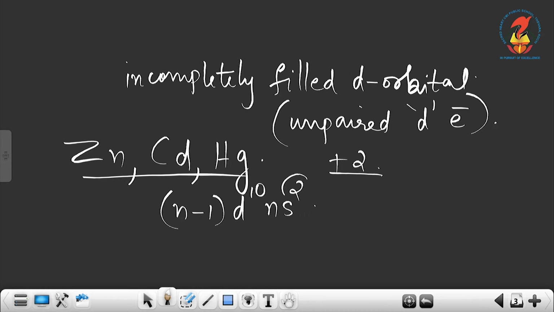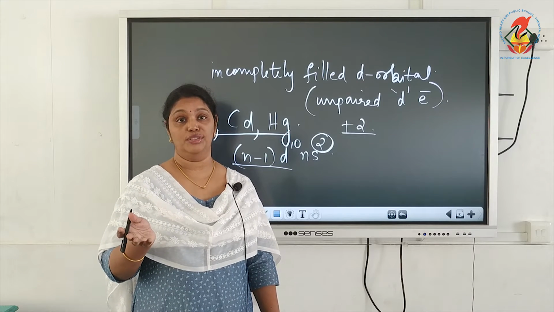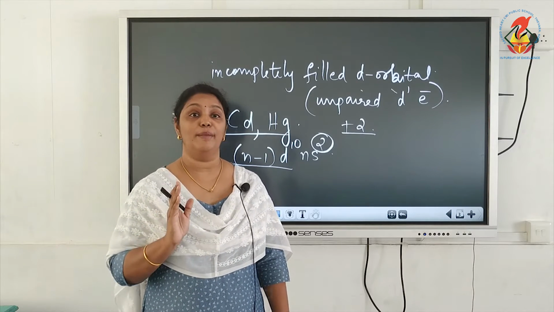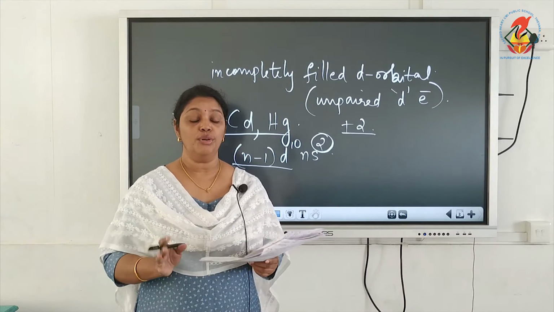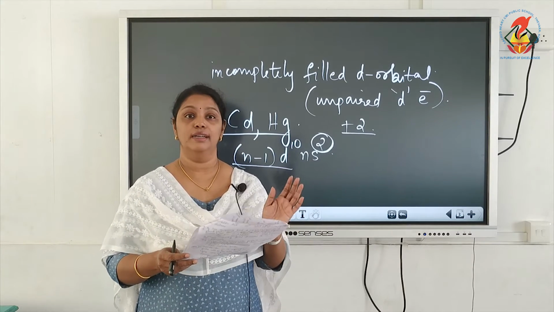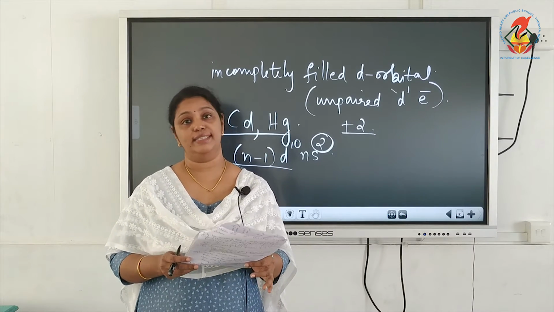So +2 means 2 electrons from the ns orbital are removed. So what will be the configuration? It will be (n-1)d10. Again, there is no unpaired d electron. So you cannot consider zinc, cadmium and mercury as transition elements because there is no unpaired d electron in the ground state as well as in the common oxidation state.